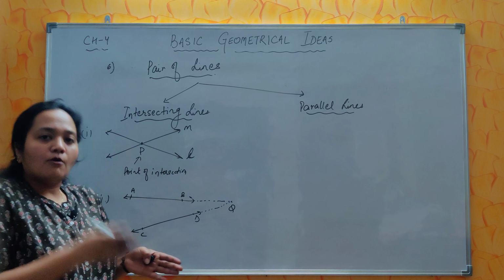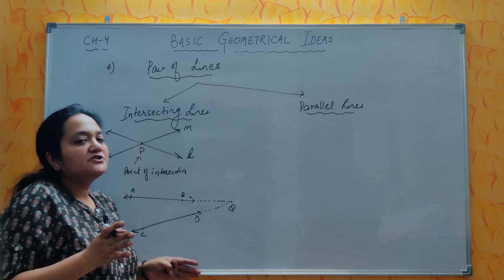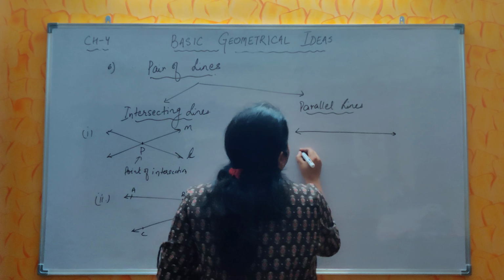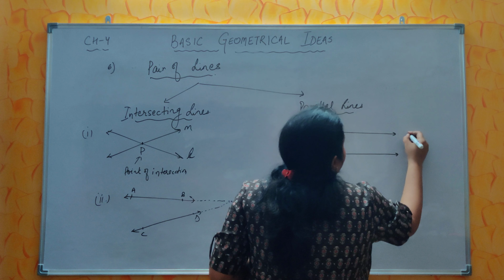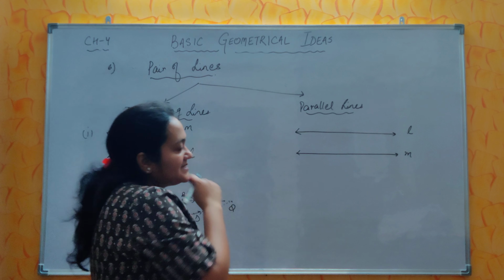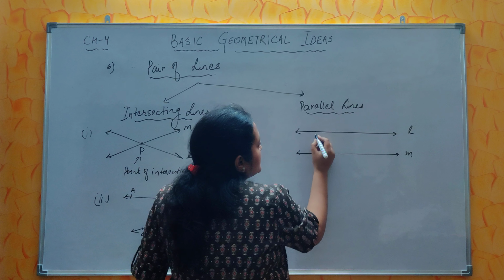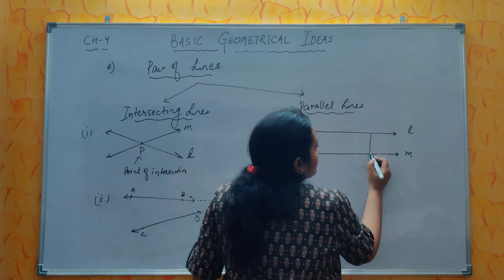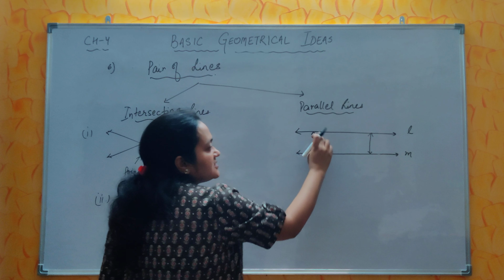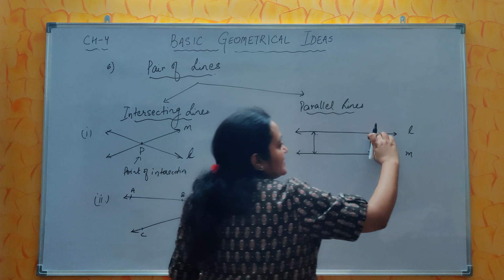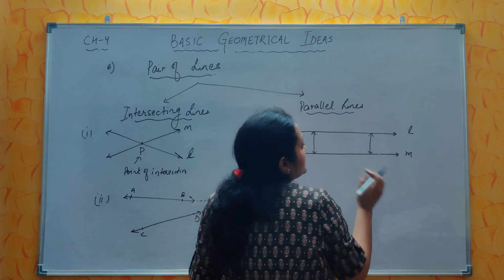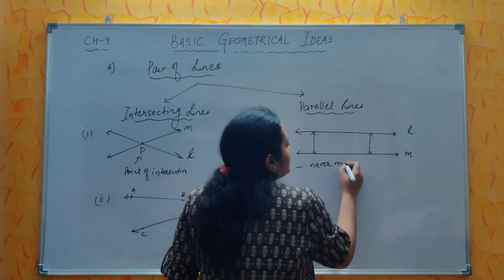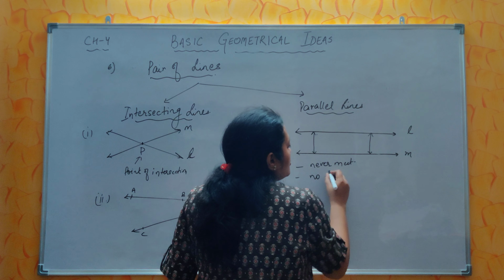What is the opposite of intersecting lines? The lines which never meet are called parallel lines. Again, L and M are two lines, and at every point the distance between these two lines will be same. Suppose here the distance is 2 meter, at this point also the distance will be 2 meter. So these are called parallel lines which never meet. They have no point in common.